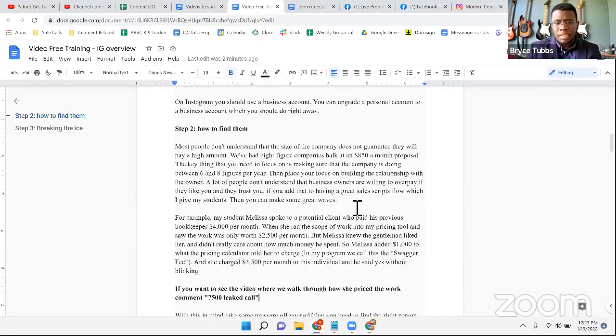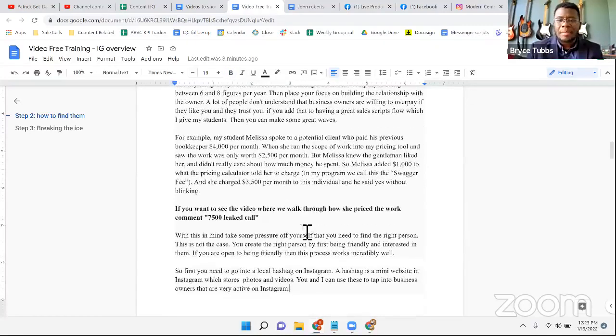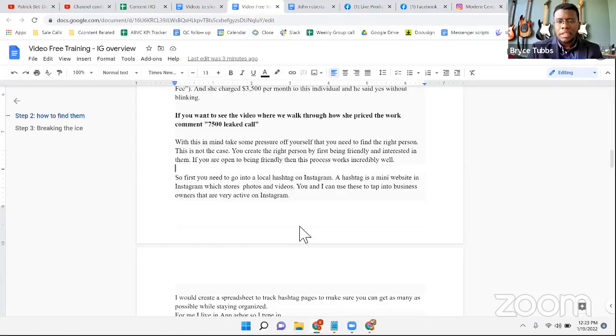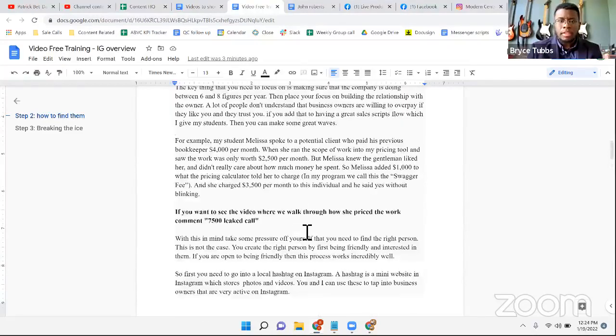For example, my student Melissa spoke to a potential client who was paying his previous bookkeeper like $4,000 a month. When she ran the scope of work into my pricing tool, she saw the work was only worth like $2,500 a month. So the lady had been drastically overpaid. But Melissa knew that the gentleman really, really liked her based on their conversation, and he didn't really care about how much money he spent.